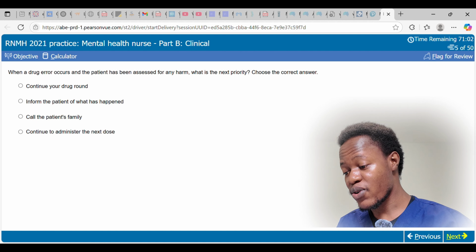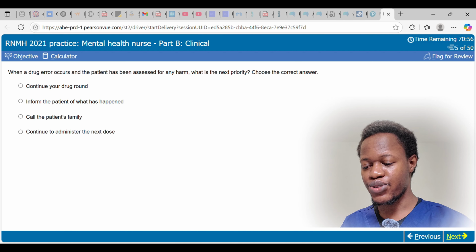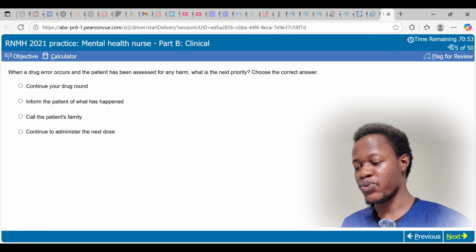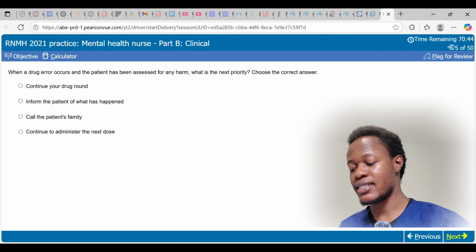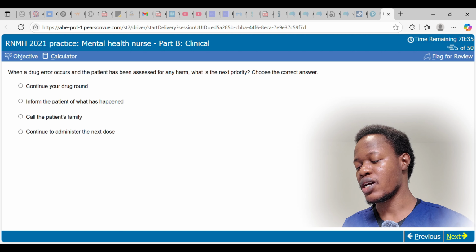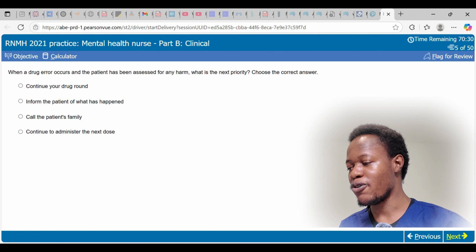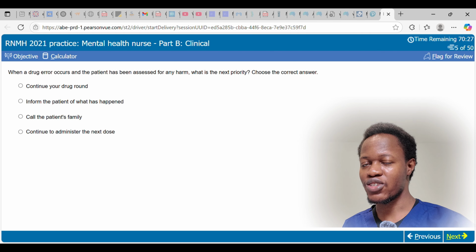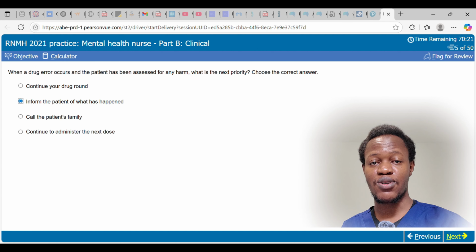Next question says, when a drug error occurs and the patient has been assessed for any harm, what is the next priority? Choose the correct answer. Option A says continue your drug round. Option B says inform the patient of what has happened. Option C says call the patient's family. And option D says to continue to administer the next dose. Of all the things here, after being assessed for harm, you need to inform the patient of what has happened. And I believe in assessing for harm, the doctor would also have been informed, or the pharmacist, just to seek advice. Our most correct option would be to inform the patient of what has happened.